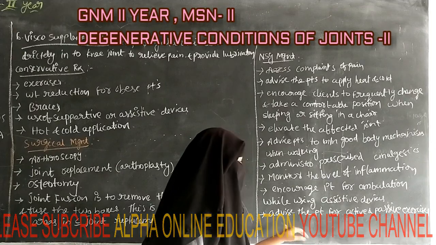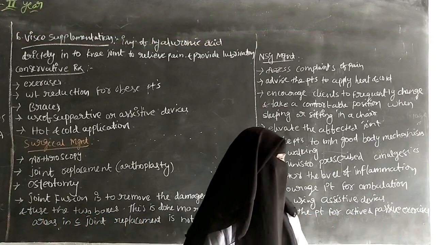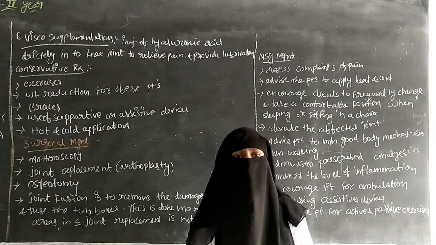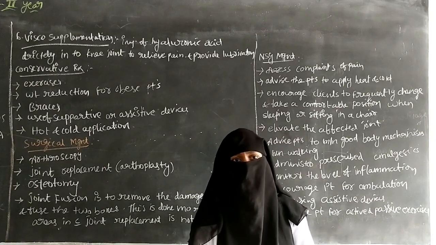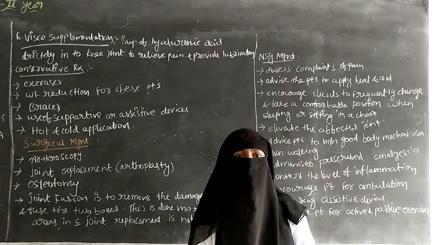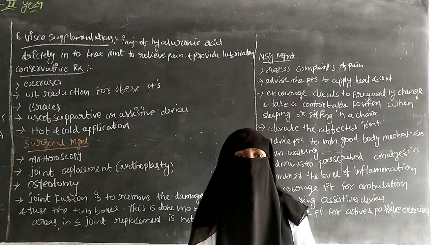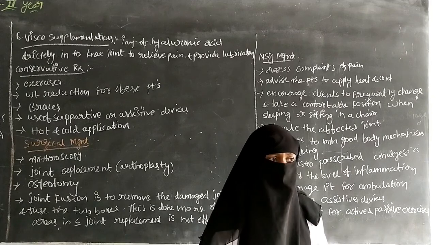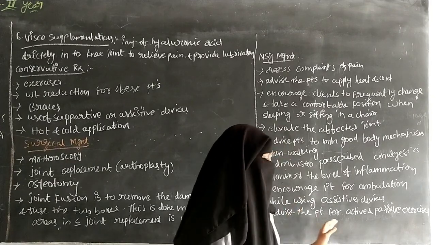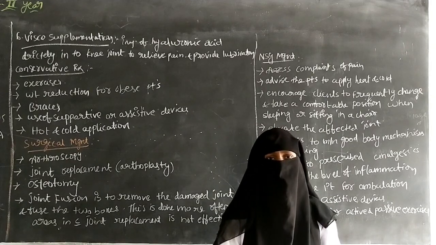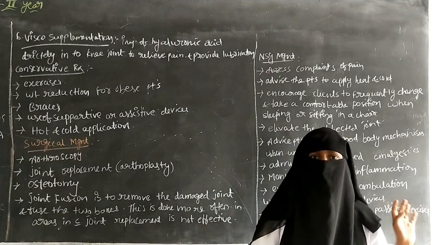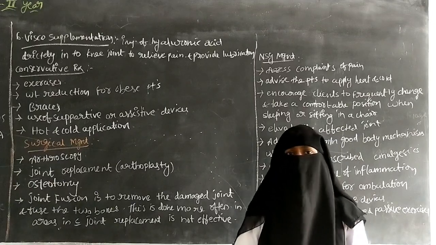And next one is advise the patient for active and passive exercises. Active exercises the patient does on his own, and passive exercises can be done by the nurses or caregivers. The nurse has to encourage active and passive exercises to improve the movement of the joint. So that is the nursing management for osteoarthritis.